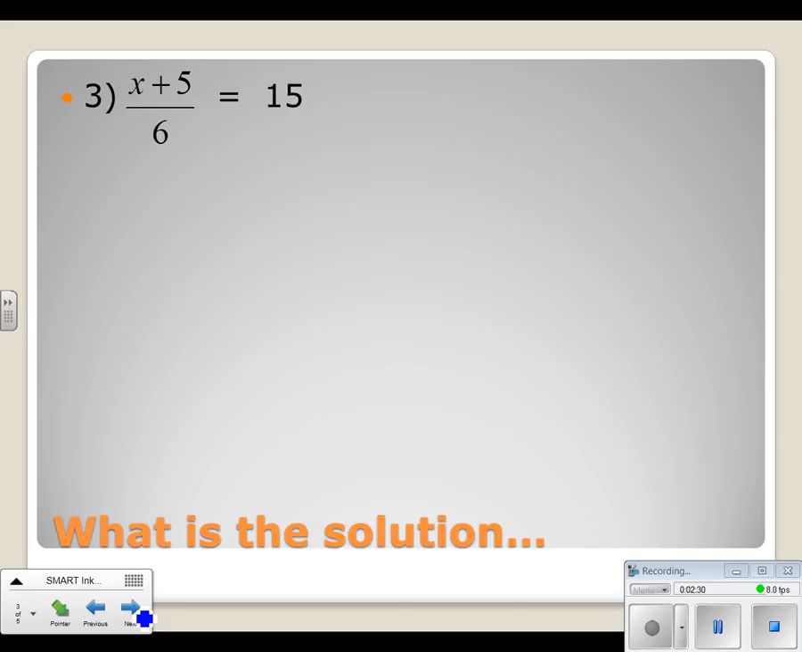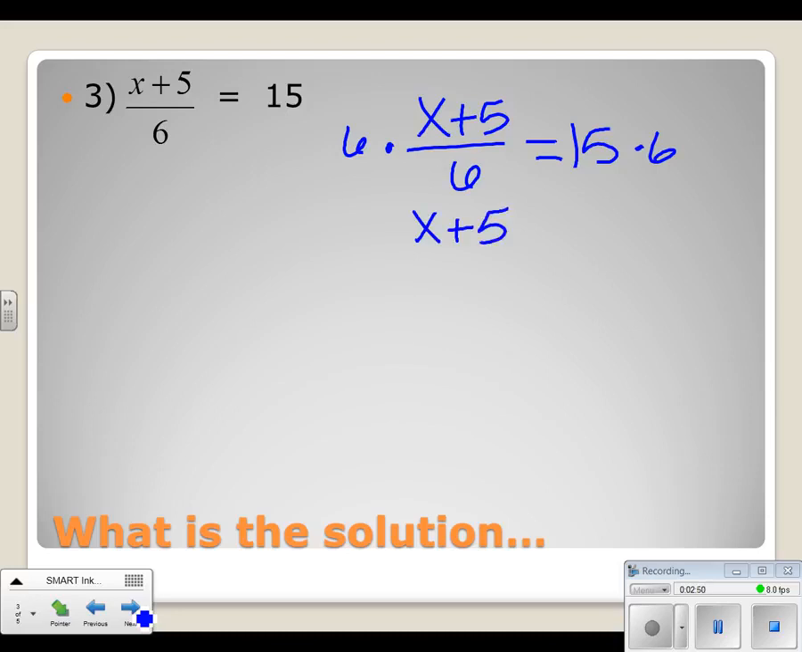On this one we have x plus 5 divided by 6 is the same as 15. On this problem, to get that x alone, you have to get rid of the 6 first. So instead of dividing by 6, we're going to multiply both sides by 6. So then we're left with x plus 5 is the same as 90, because what happens here is that reduces to 1.